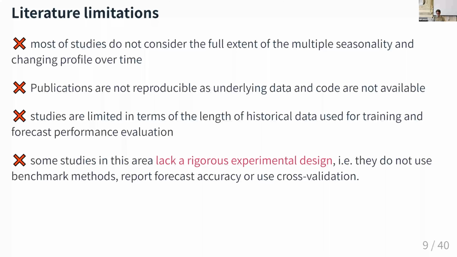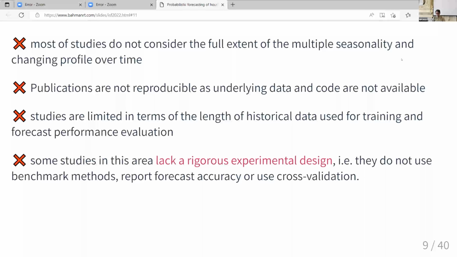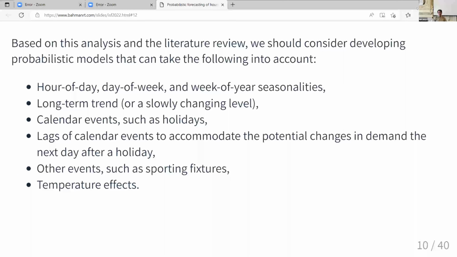But there are also other limitations, in particular in the area of healthcare. At least for hourly forecasting, there are only a few studies that look at models that include multiple seasonality. That's another thing. The studies are not reproducible. They are limited in terms of length of historical data. And most importantly, there is a lack of rigorous experiment. Some papers don't even report forecast accuracy. There is no benchmark to compare gains. And they don't use time series cross-validation and things like that.